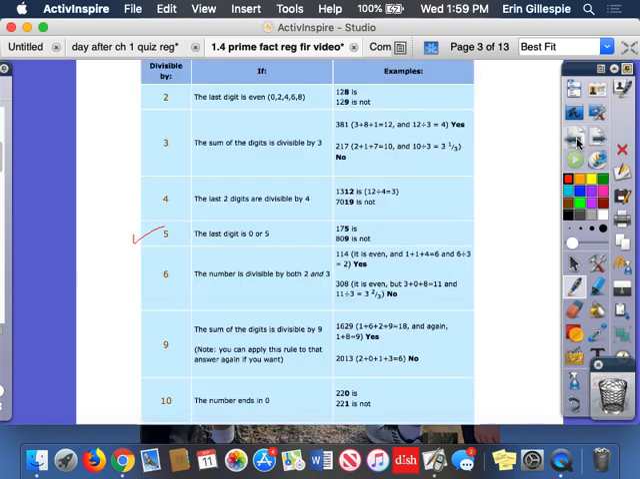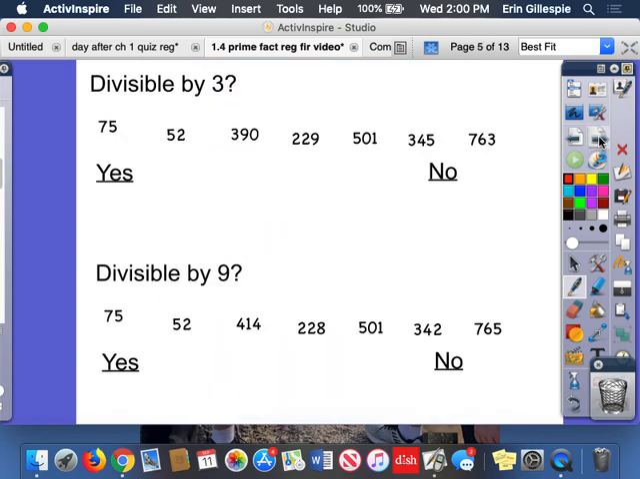I skipped including divisible by 10 because that's hopefully super easy. So I didn't have any examples for that. Hopefully you guys would know that the way to tell if a number is divisible by 10 would be to look at the number, and if it ends in 0, if its ones digit is 0, then it's divisible by 10. So 220 you can divide by 10, but 221 you cannot, okay? All right, let's move along.